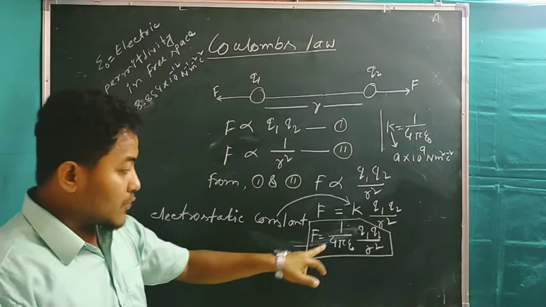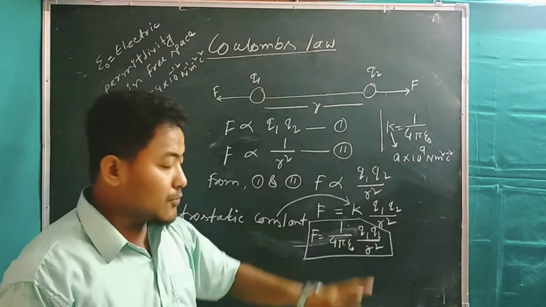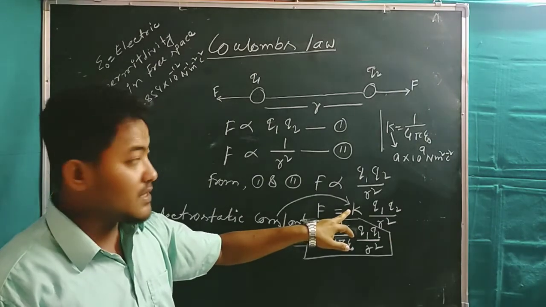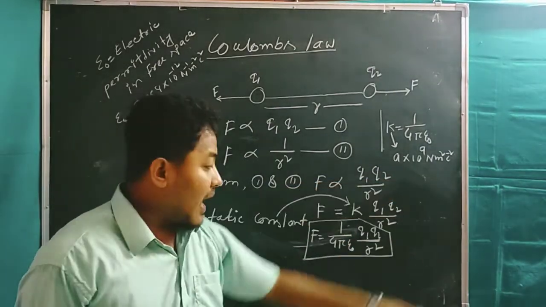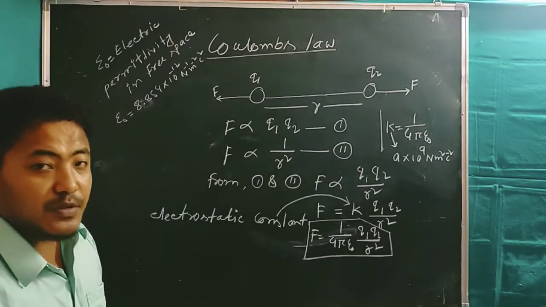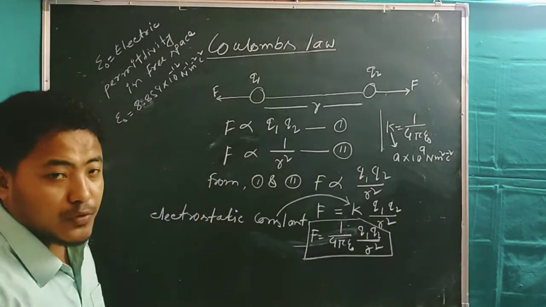F is equal to 1 by 4 pi epsilon naught Q1 Q2 by R square. Here K is the electrostatic constant. I am repeating the value like that, and this is your epsilon naught, the electric permittivity in free space. I hope you have understood Coulomb's law.